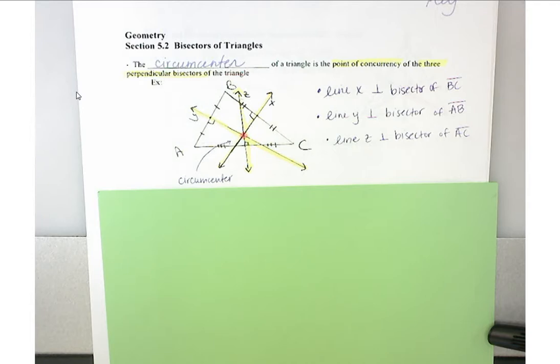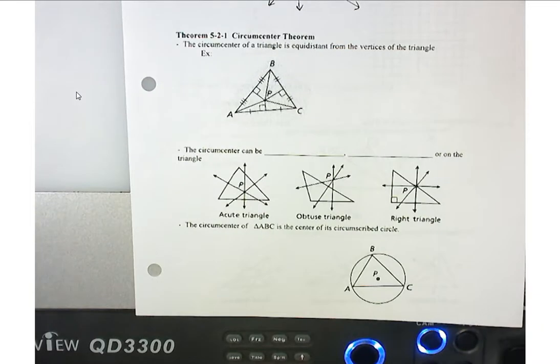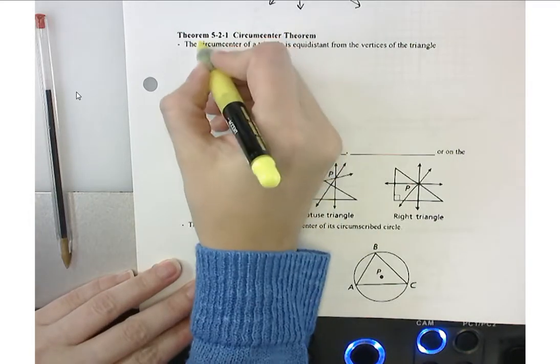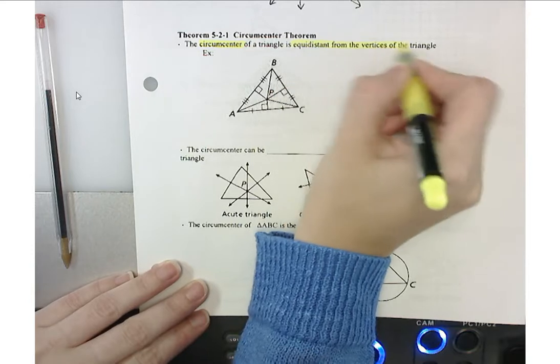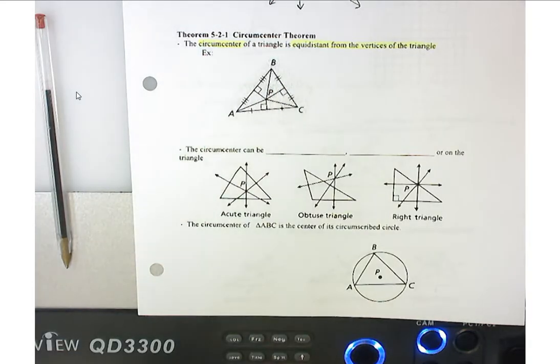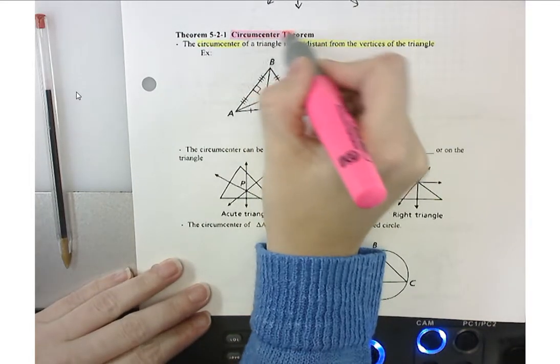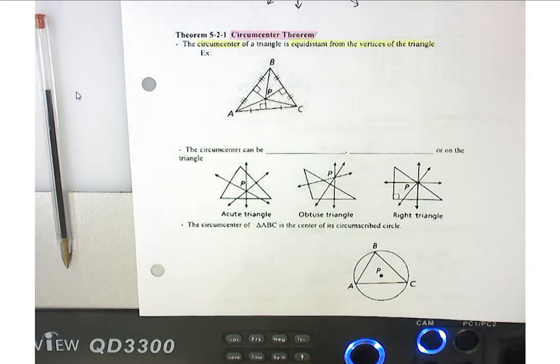So for the circumcenter, we have a special theorem, which is what we're going to talk about next. So it tells you that the circumcenter of a triangle is equidistant from the vertices of the triangle. Okay, so the circumcenter is equidistant from the vertices. So equidistant is something we have talked about before. We just break it down. Equal, distant. So it's equidistant from both of the vertices.